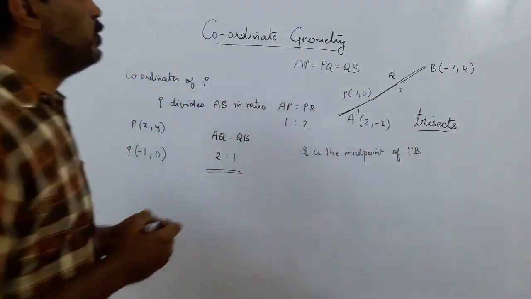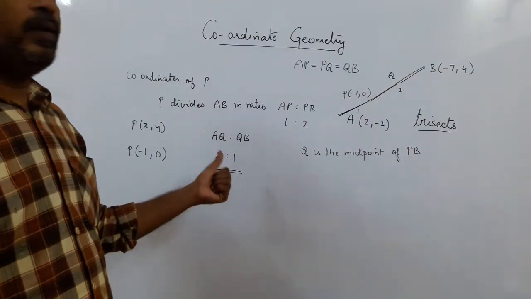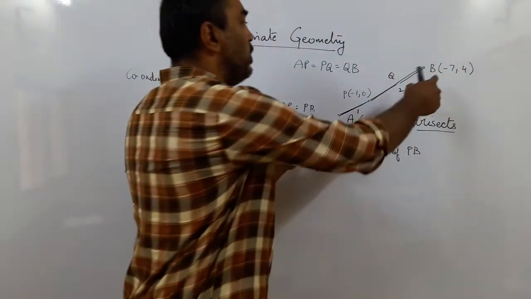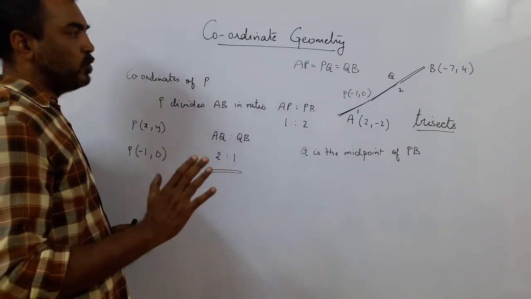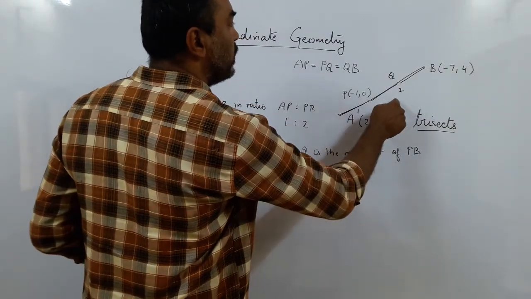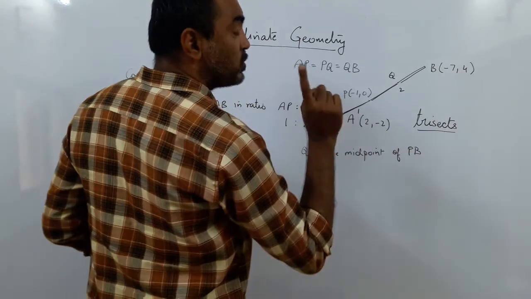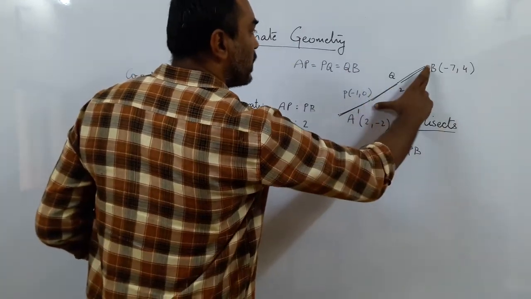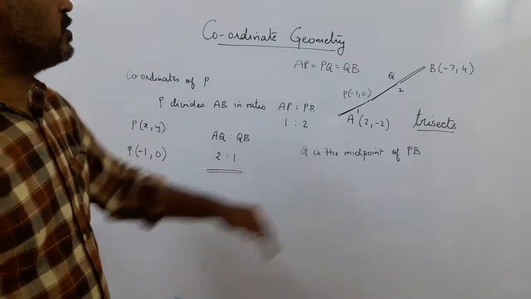So there are two ways you can do this. You can find Q using the ratio 2 is to 1 if you use the coordinates A and B. Are you following? Is it clear to you? If you use the coordinates A and B, then you can write Q divides AB in the ratio 2 is to 1. But if you are using the coordinates P and B, you can just say Q is the midpoint of PB. This is given in the book, so I will use this formula.